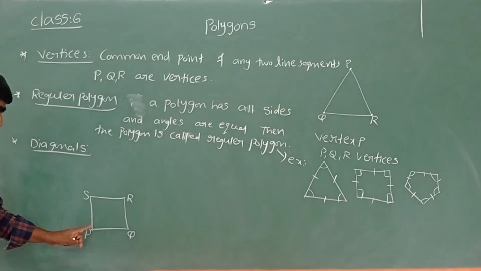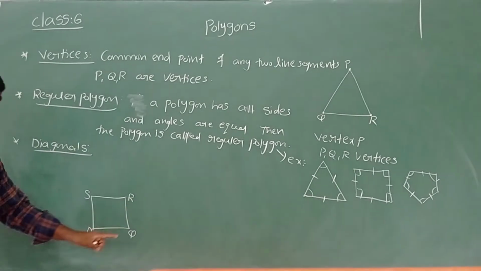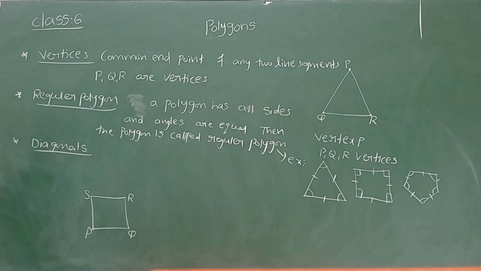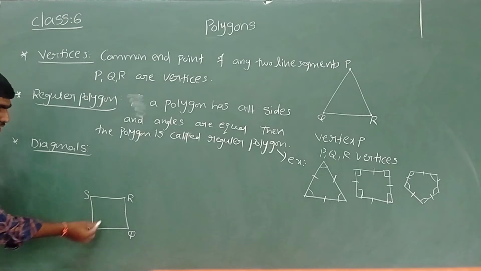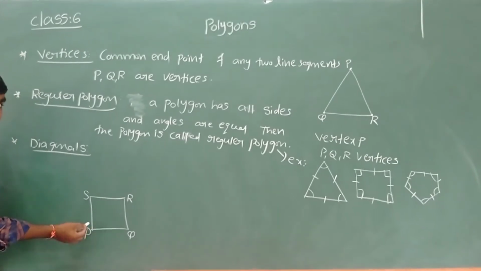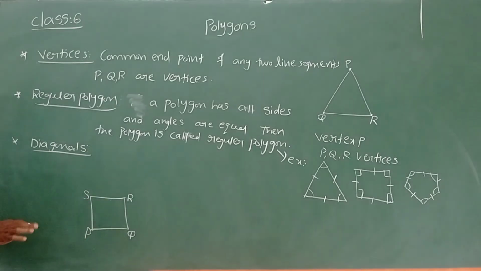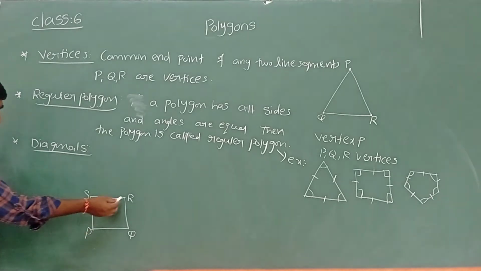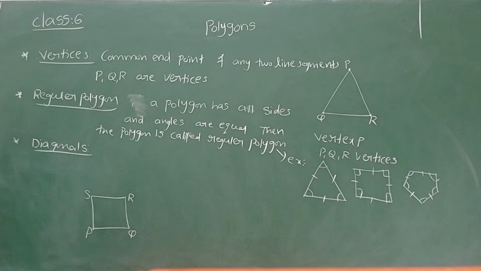Adjacent vertices. Can I say P and R adjacent? No. S and Q? No. They are not adjacent. They are not side by side. So diagonals are nothing but line segments simply. How do we get these line segments? We get the diagonals by joining the non-adjacent vertices. P and R are the vertices which are not side by side. So if you draw these two, we can see a diagonal.